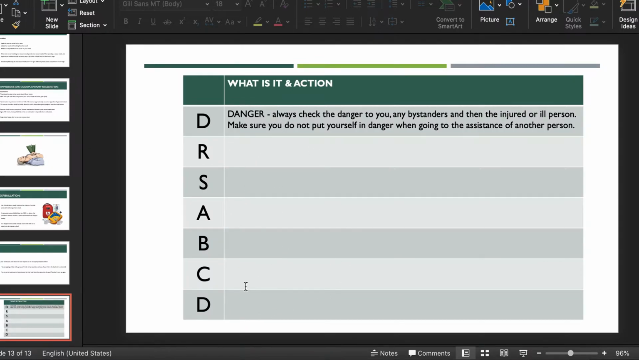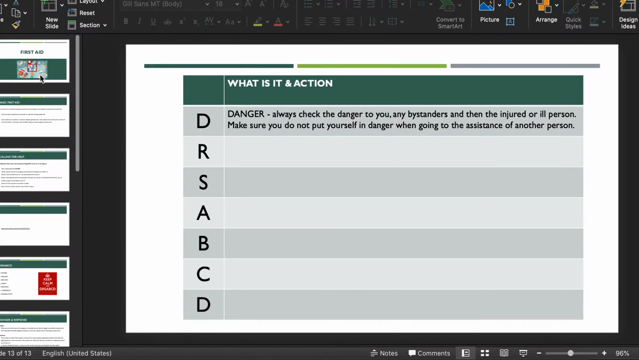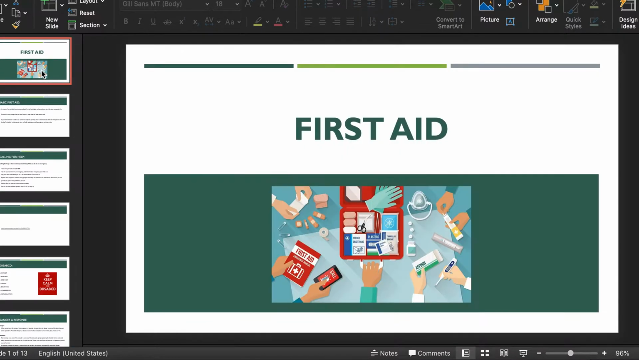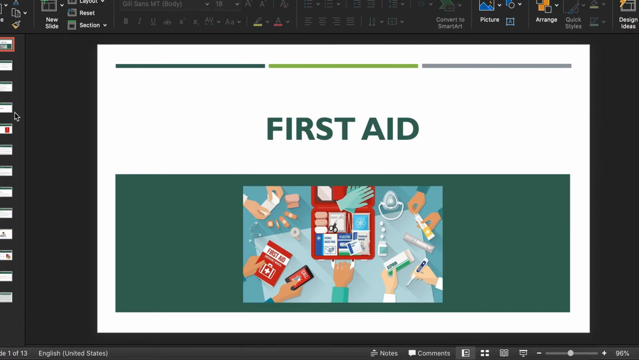So you may even want to draw this table up now, and then as I work my way through DRSABCD, you can be filling the table in as you go. That might complete one of the tasks a bit more efficiently. Okay, I'm going to start cracking on to this now.